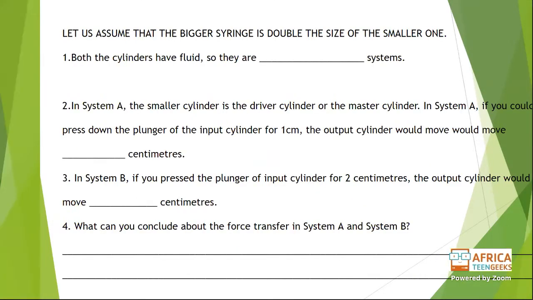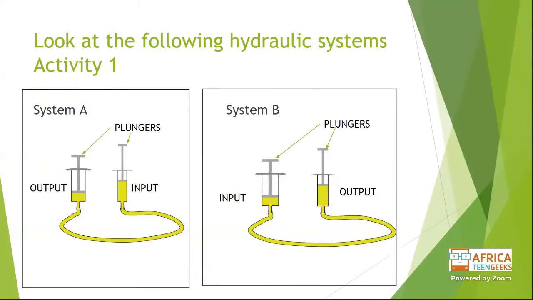So let us look at this. Now let me just show you the input and the output. On system A, you have the output on the big cylinder. On system B, the big cylinder is the input. So we are going to see what is the relationship of these two cylinders as far as the input and the output is. So now when you look at system A, the smaller cylinder is the master cylinder, and in system B, the bigger cylinder is the master cylinder.